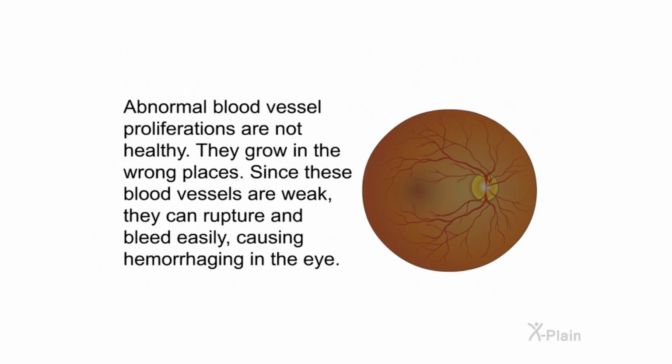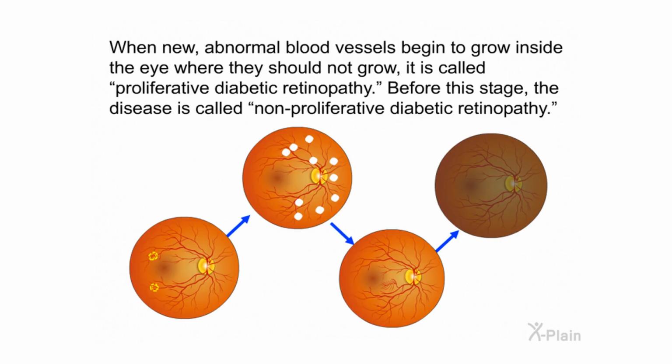Abnormal blood vessel proliferations are not healthy. They grow in the wrong places. Since these blood vessels are weak, they can rupture and bleed easily, causing hemorrhaging in the eye. When new abnormal blood vessels begin to grow inside the eye where they should not grow, it is called proliferative diabetic retinopathy. Before this stage, the disease is called non-proliferative diabetic retinopathy.